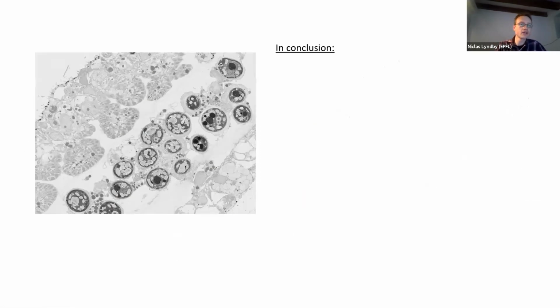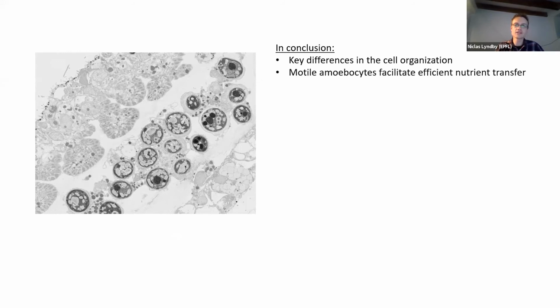Right. So in conclusion, as we saw from the ultrastructure, there are some key differences in the tissue organization of the Cassiopea, which we have to take into account when we're working with these systems, at least if we use them as a direct model for corals. And of course, as I just showed you with the NanoSIMS data, the motile amoebocytes efficiently facilitate a nutrient transfer between the host and the symbiont.